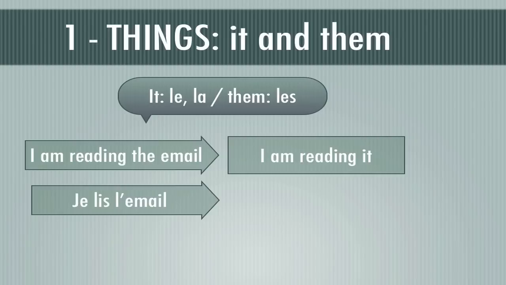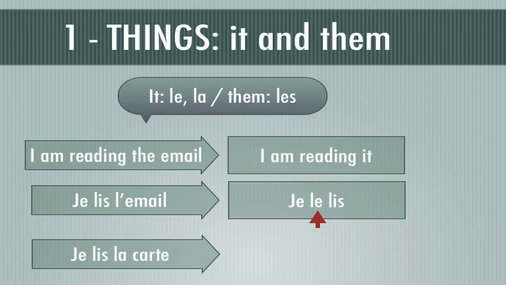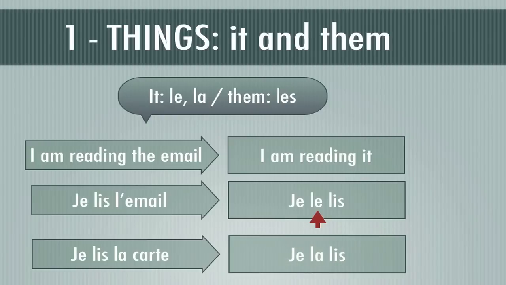Je lis l'email. Email is a French word and is masculine. So we will say, je le lis. As you can see, le, the pronoun, is before the verb and not after like in English. It's a rule. Let's take another example with a feminine word. Je lis la carte. So I'm sure that you can guess how to translate this sentence now. Je la lis, of course.